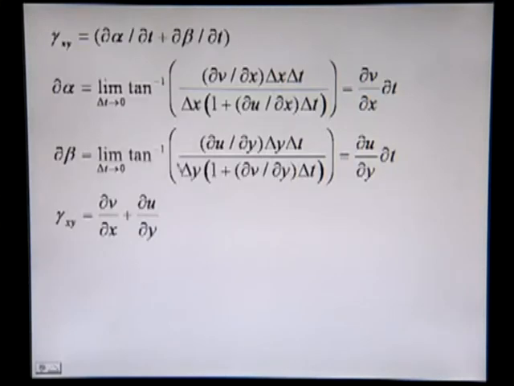So this may be written as tan inverse of del u over del y into delta y into time, divided by the distance in the perpendicular direction, which is delta y plus del v over del y multiplied by delta t. For delta t tends to 0, we have del u over del y into delta t, right. So gamma xy, by putting the value of delta alpha and delta beta in this equation, is equal to del v over del x and del u over del y. This is the angular deformation, right.